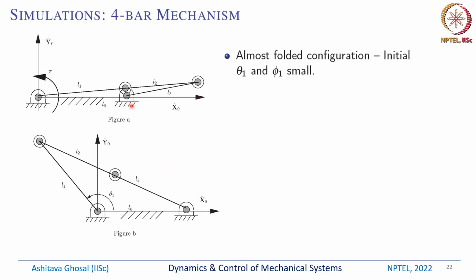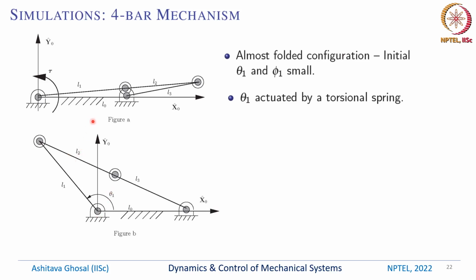And you can do some simple calculations: if you choose L1, L2, L3 and L0 in a particular way, then if you start to rotate L1, after some angle of rotation θ1, it will stop and form a triangle. That is the reason L1, L2, L3 and L0 are chosen this way, so that it cannot rotate beyond some angle θ1, because it will form a triangle.